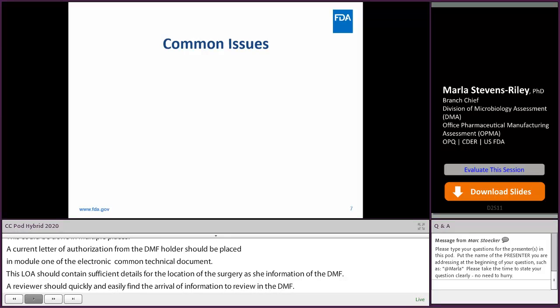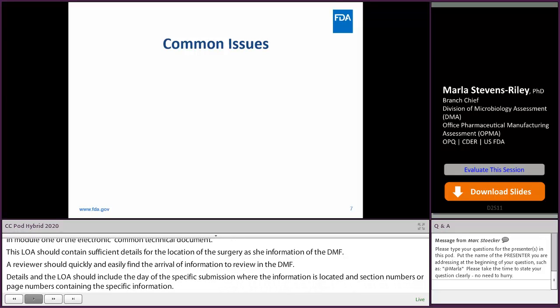Now that I have described some best practices, I would like to focus on some common issues that can lead to requests for information or deficiencies.